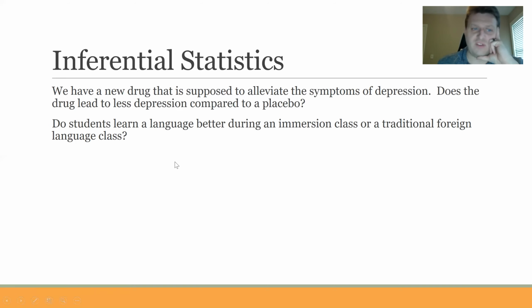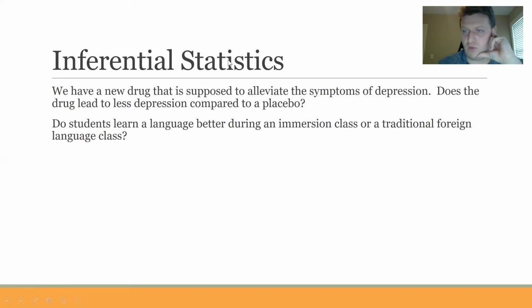Maybe a more cognitive study. Do students learn a language better from an immersion classroom or from a traditional foreign language class, in which you talk a lot about grammar and the rules of the language, as opposed to fully immersing you in the language and not really talking about the structure that much? We might conduct a study, maybe 30 students in one class, 30 students in another class. How do we go about inferring from those differences among the samples to what's happening in the population? Because again, one class just might be smarter than the other just due to random chance, just due to error.